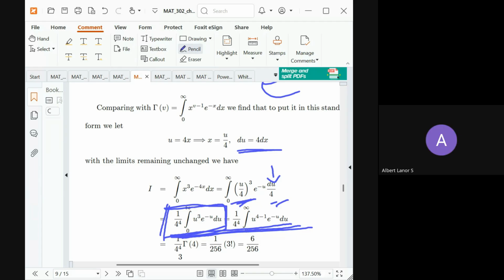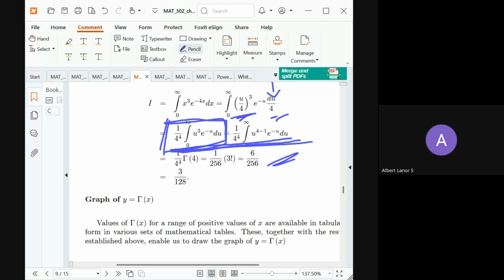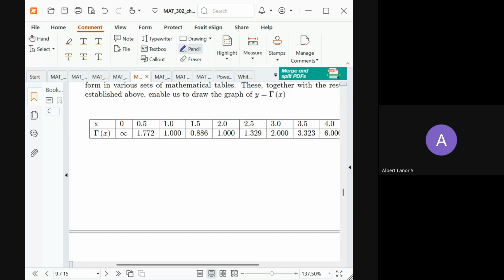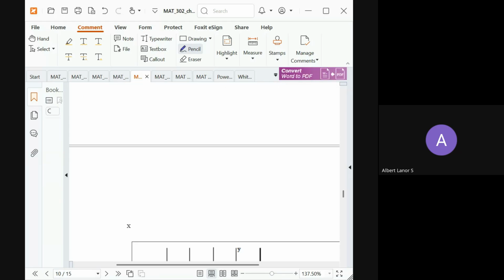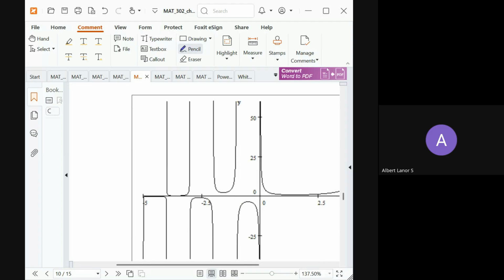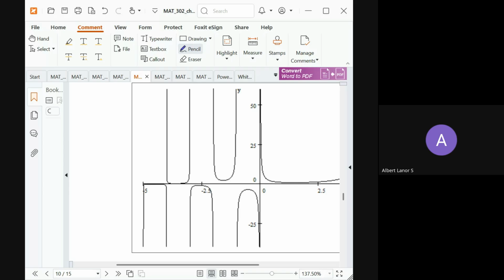Okay. All right, so you write it in the standard gamma function form, and then it should guide you in evaluating it. Now, if you do 0, you have infinity, gamma of half, gamma of 1. When you put all these values together and you plot it, you have a graph like this. And this is a graph of the gamma function.